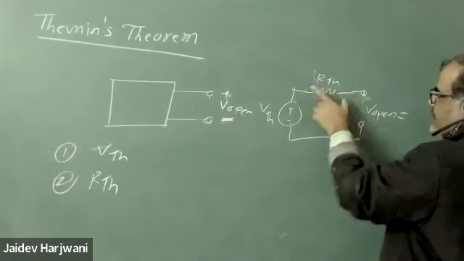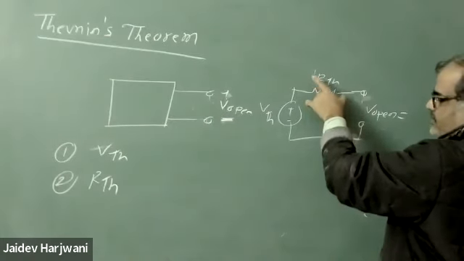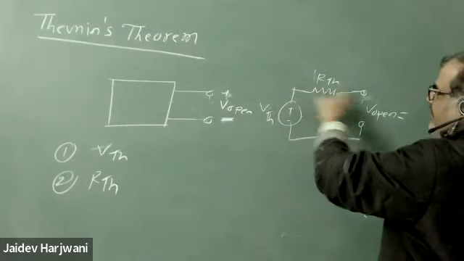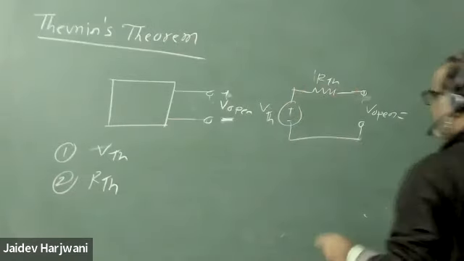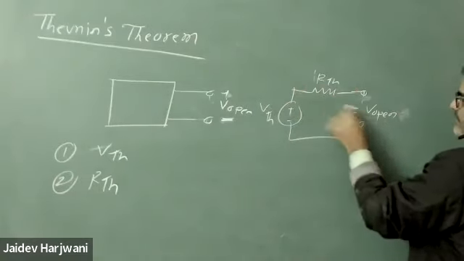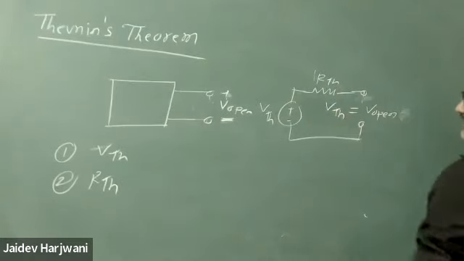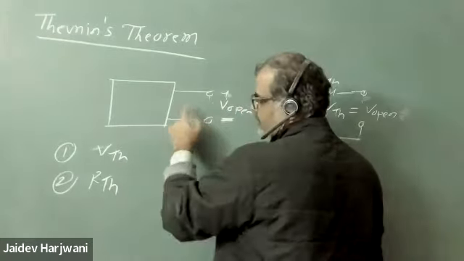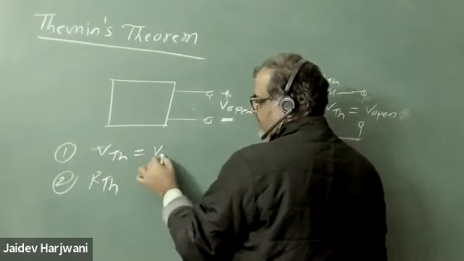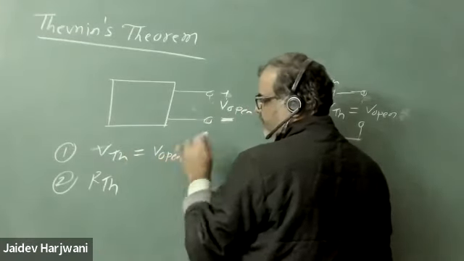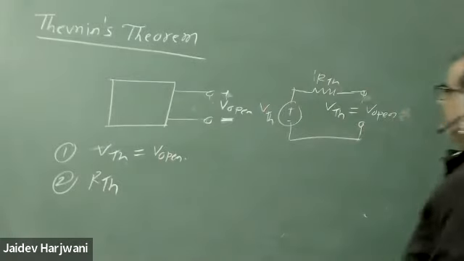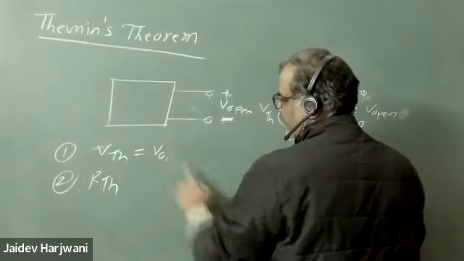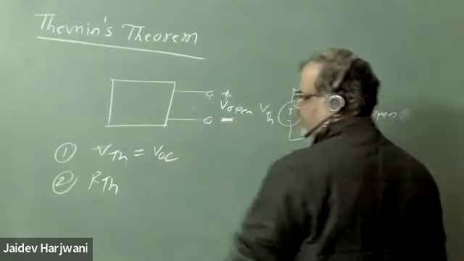Because this circuit is open, no current is flowing, so in this resistance there is no drop. Whatever voltage will come here, the same voltage will be here. So whatever V open will be, that will be our VThevenin. In order to measure VThevenin, we need to measure the V open of the circuit, or simply VOC, V open circuit.